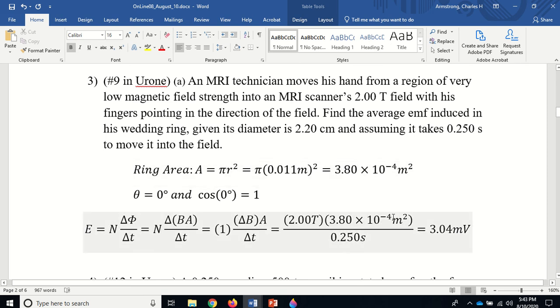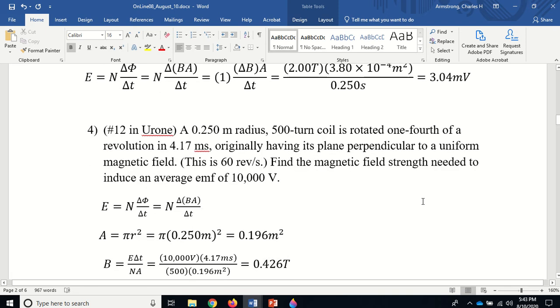And we found the area up here. And then it was in 0.25 seconds. So we got 3.04 millivolts. Okay, this is number 12 in Urone. So that's how much voltage was induced in that ring.